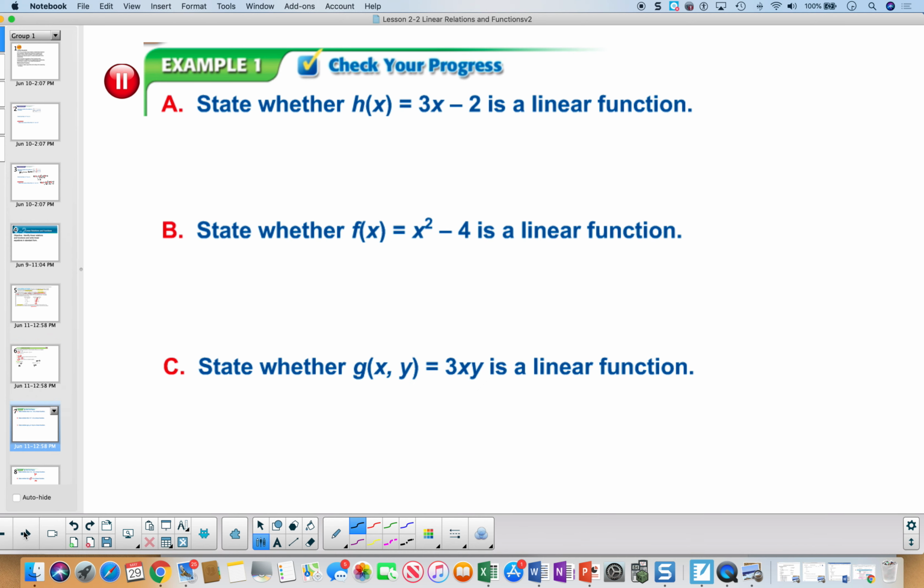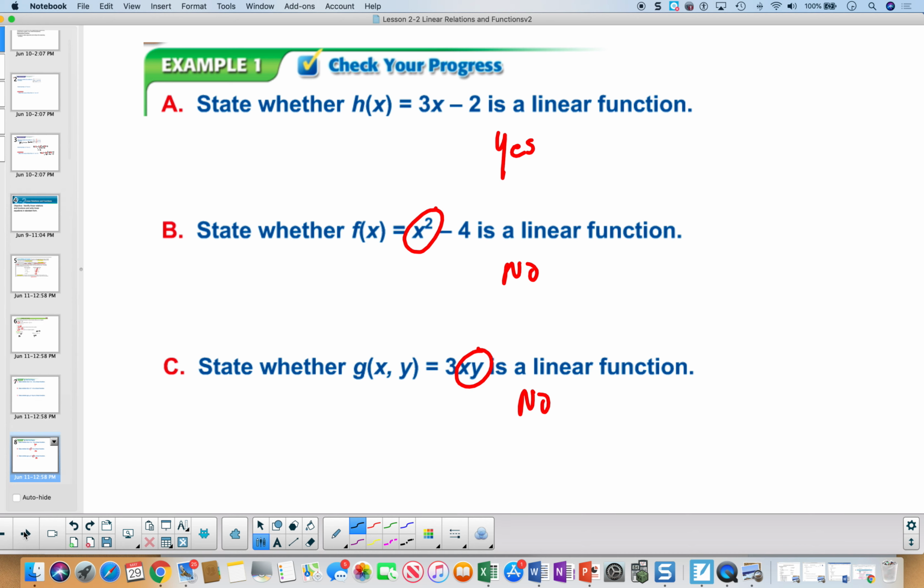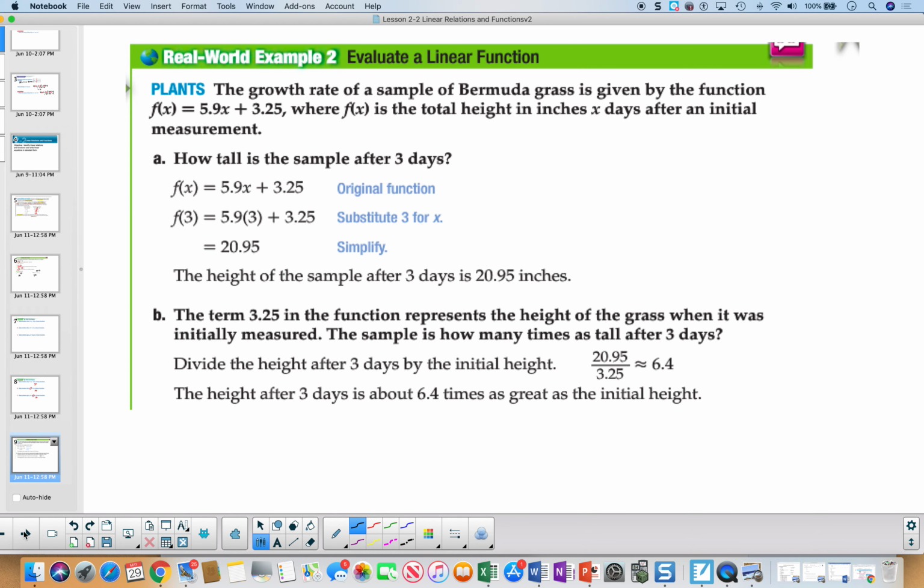Pause, you do the problem, and here are the answers. Let's take a look at an example using a linear function. In this function, notice that we're not using y, we're using f of x. This has that mx plus b, where x represents the number of days, and f of x represents the height of the grass. So the question is, how tall is the sample after 3 days? So we're going to find f of 3, putting 3 inside, and we get our height of our grass.